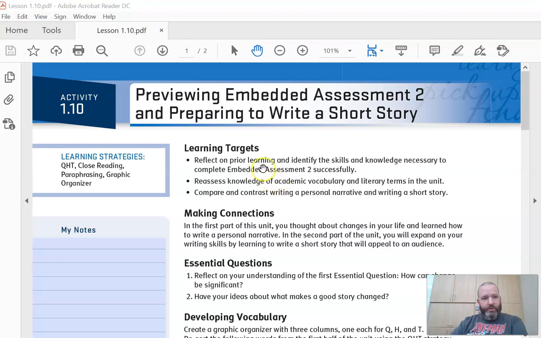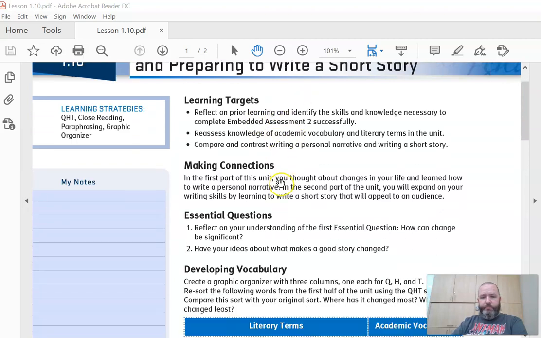This is Mr. Larson. Today we're going to be working on activity 1.10. It's going to be a short one because it's going to be introducing us to the second half of the first unit. So remember, our first half we worked on a personal narrative, and in the second half we're going to end up writing a short story, which is going to be a fictional narrative. So the first one was nonfiction, the second one's going to be fiction. So we're going to compare those two today.